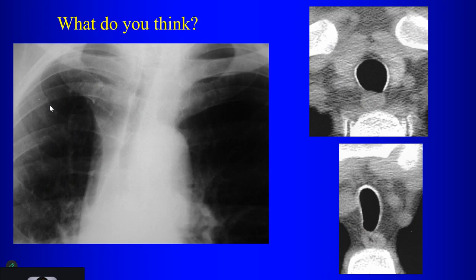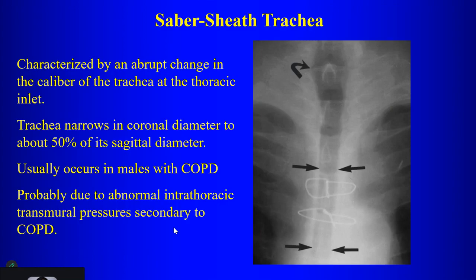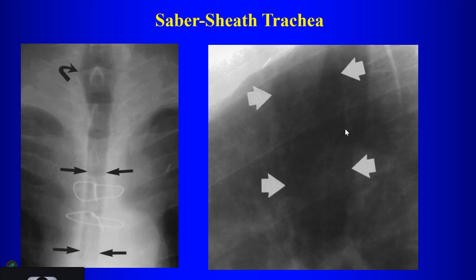What do we call this? Yeah, so this is saber sheath trachea, where the trachea looks narrowed on the frontal AP view, but then you'll see that it's widened in the anterior posterior dimension. It's narrowed in width, but widened in the AP dimension. What is this associated with? Yeah, this is associated with COPD. So saber sheath trachea is associated with COPD. It'll look narrowed on the frontal view, but on CT you'll see that it is elongated in AP dimension. So that is saber sheath trachea.